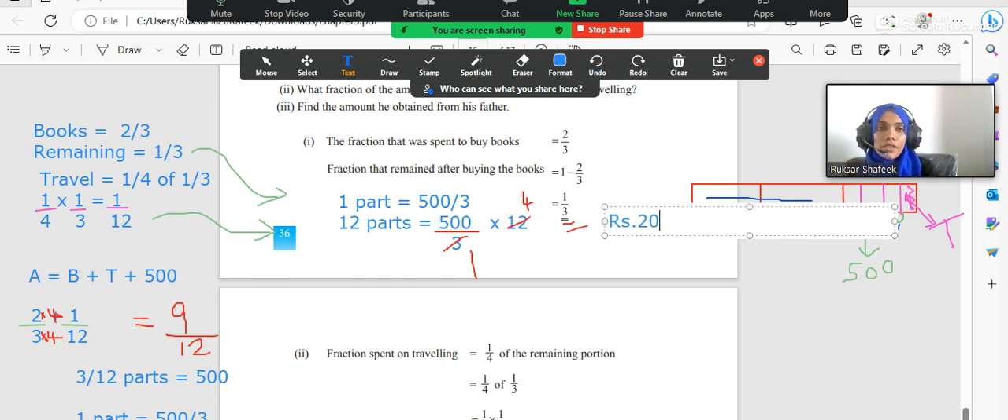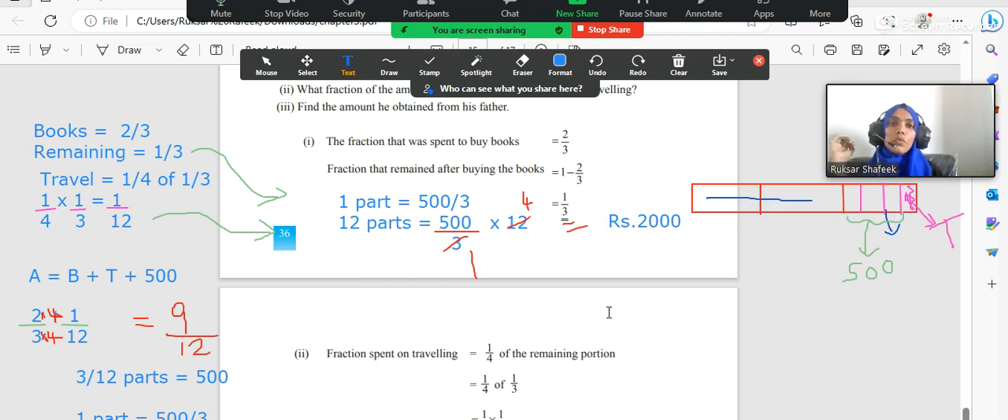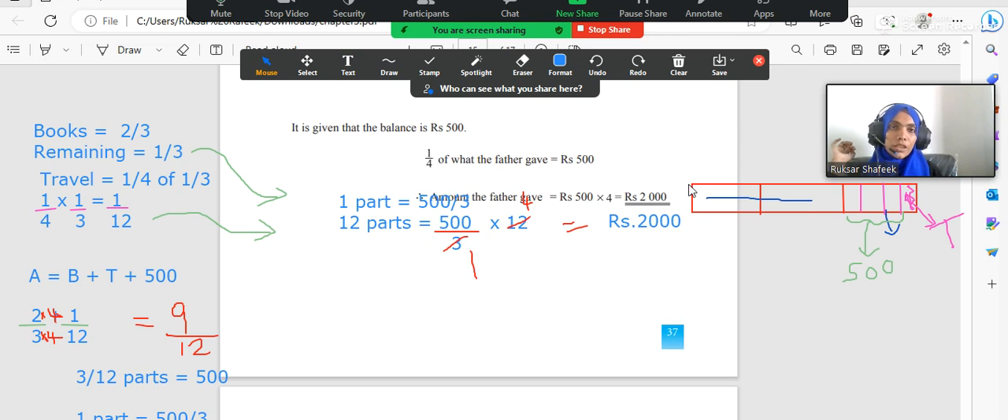How much did the father give? The father gave 2000 rupees to Raj. So that's how you can figure it out, and here we go. They've got the same answer there as well. So this is how fractions are applied. It's only to understand the question there, and then we are pretty good to go. We write what we've understood, and we found the answers to the questions there as well.